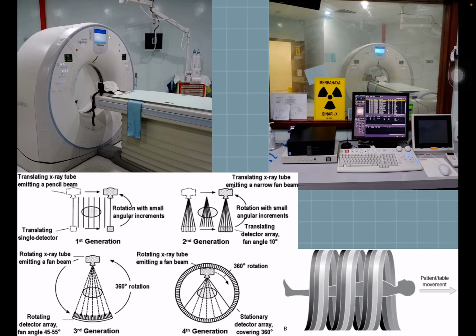So the data is acquired as a continuous volume of contiguous slices. Thus, it reduces the possibility of artifact and it is much faster. Our CT machine is a fourth generation type of CT machine. We also have third, second and first generation.